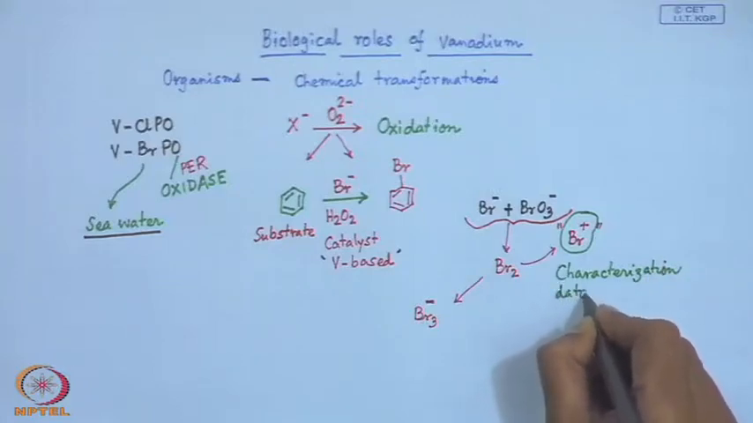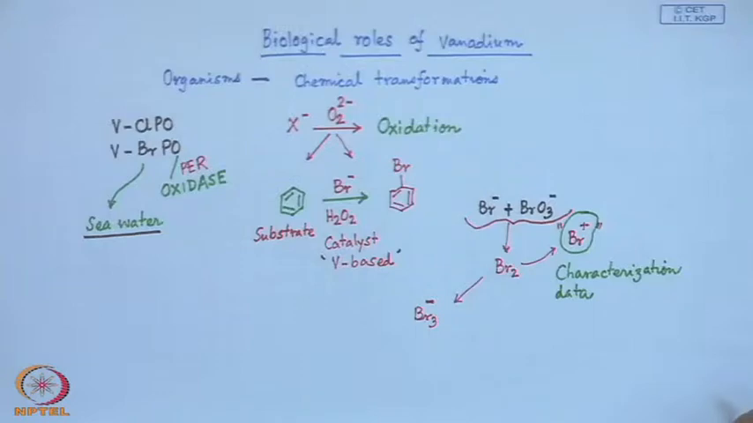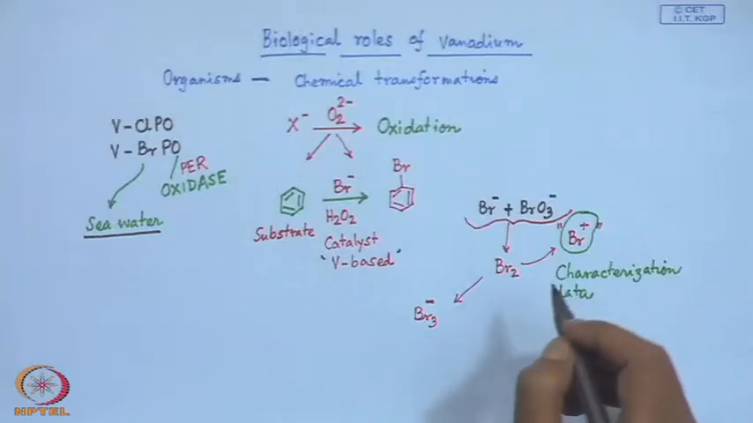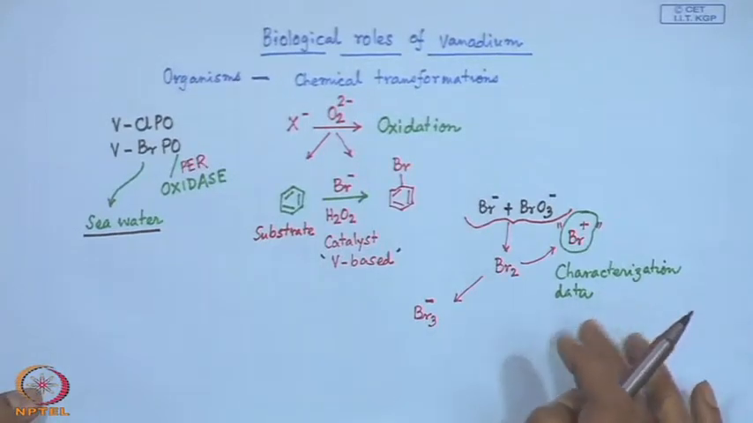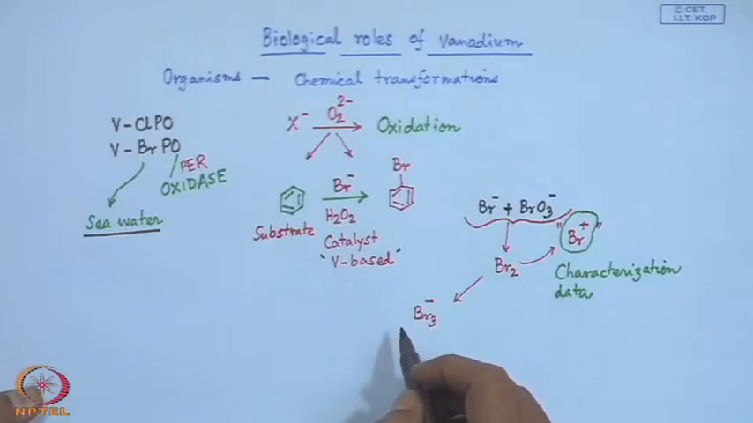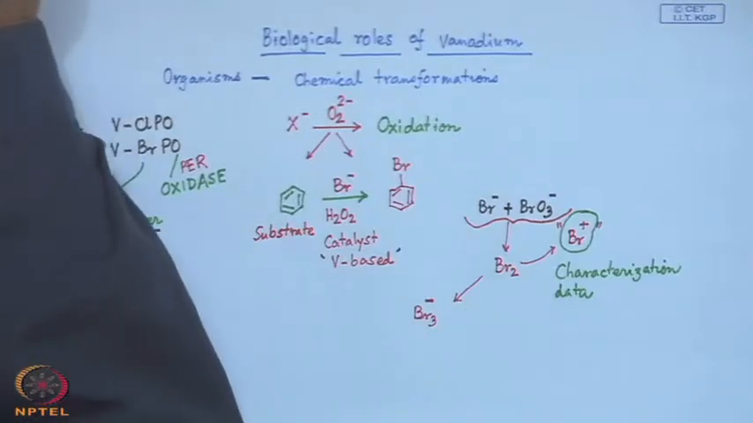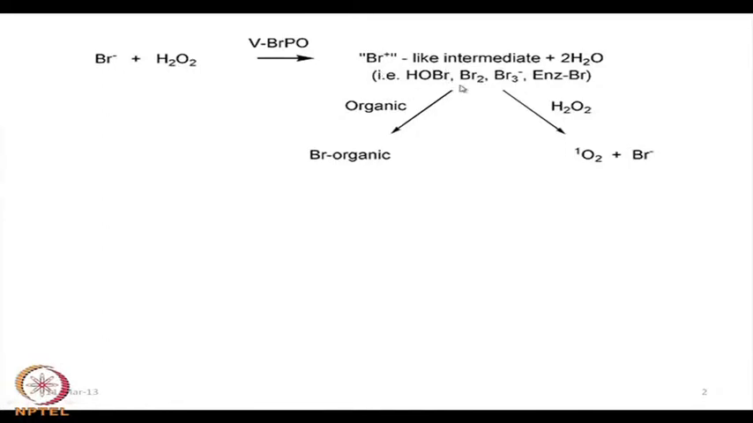We need some amount of characterization data for the identification of Br plus, and this particular species is the only one responsible for the transformation, the reactivity, or the catalytic reaction related to vanadium bromoperoxidase. So, along with this Br plus as the intermediate or the other species forming, we can have two different steps of reactions when the organic substrate, like our simple benzene ring, is reacting, whether we will be getting some bromobenzene or not.